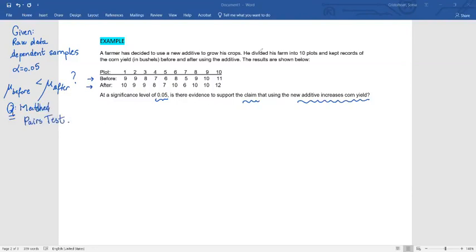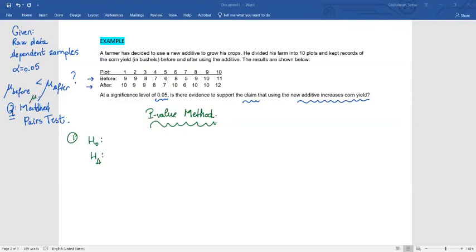And we'll be using the p-value method first. Because it's a matched pair test, I need to write this in a very specific way, h sub 0 and h sub a, because I'm comparing these two, mu before is less than mu after.